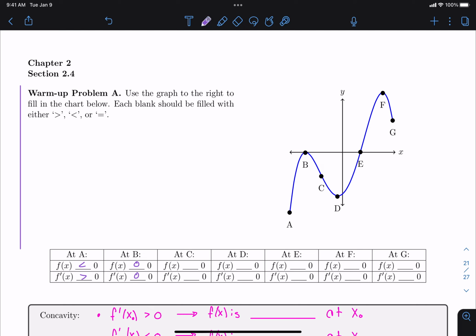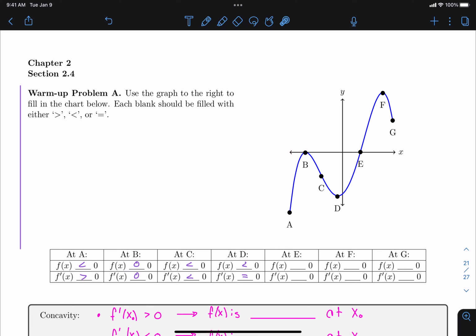So c, I think we're going to be a negative height and a negative slope. D, we got a negative height and 0 slope, y equals 0. And you're going to notice at b and d, it's like sort of these peaks and valleys where we see our slope being 0, right?